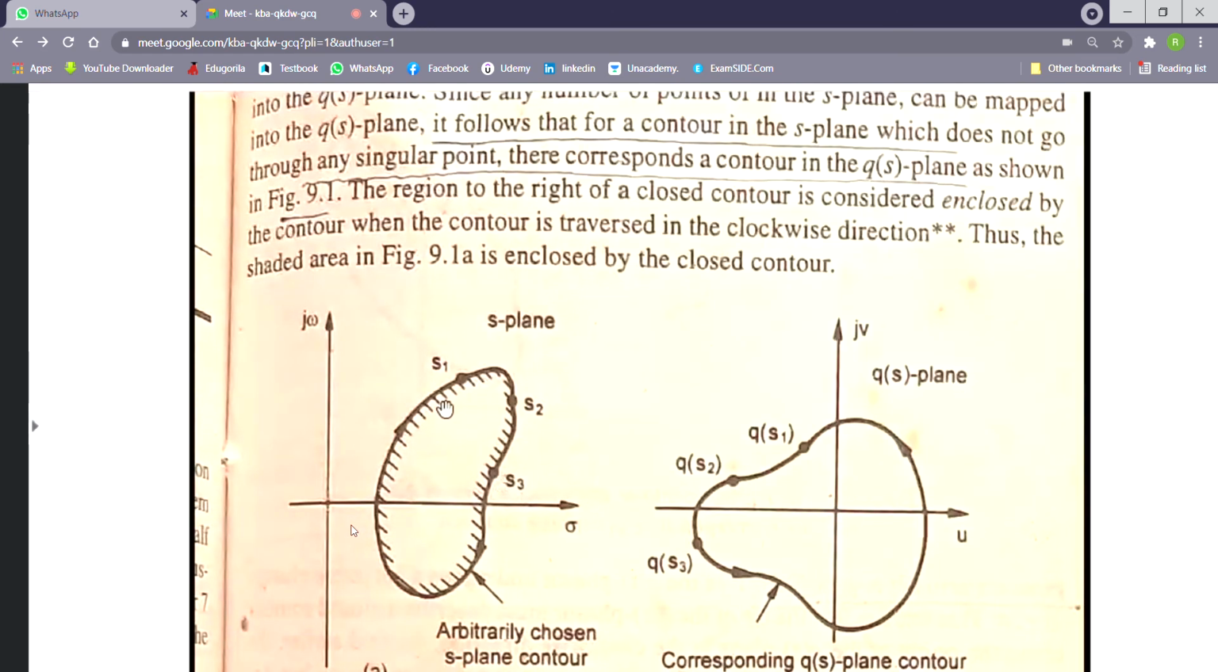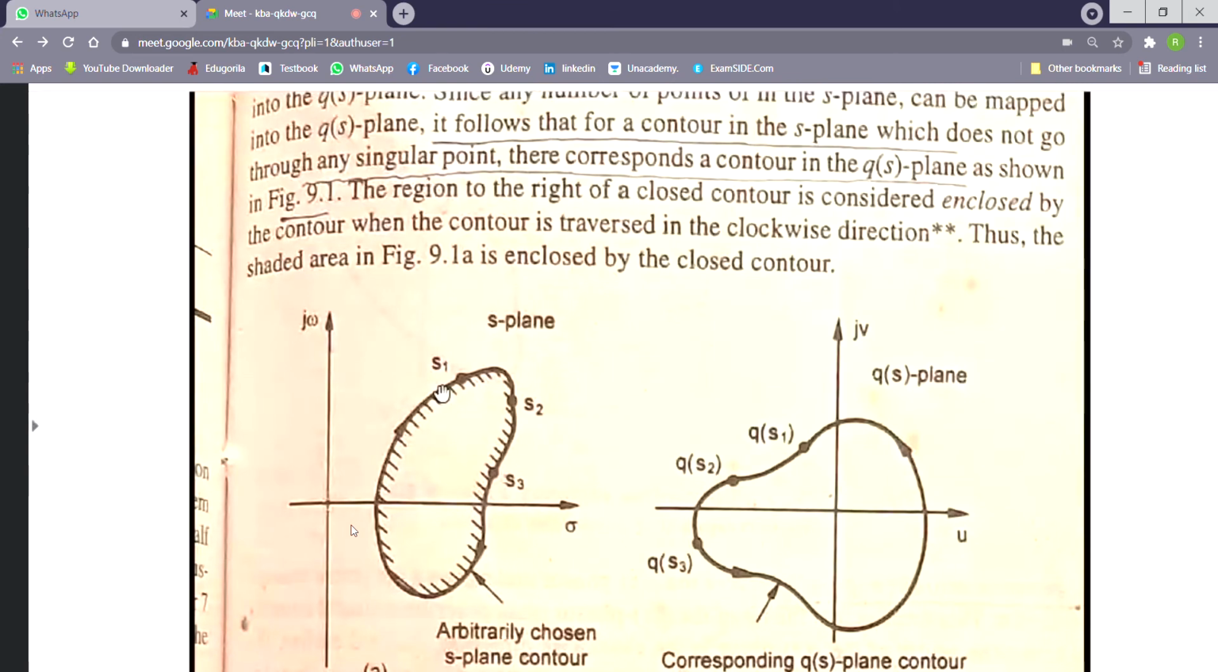So let's take a closed contour on the S plane, and the basic assumption is that the contour will not pass through any singular point of Q(S). In other words, at all the points on this contour, the function Q(S) will be analytic. Clear? Okay.